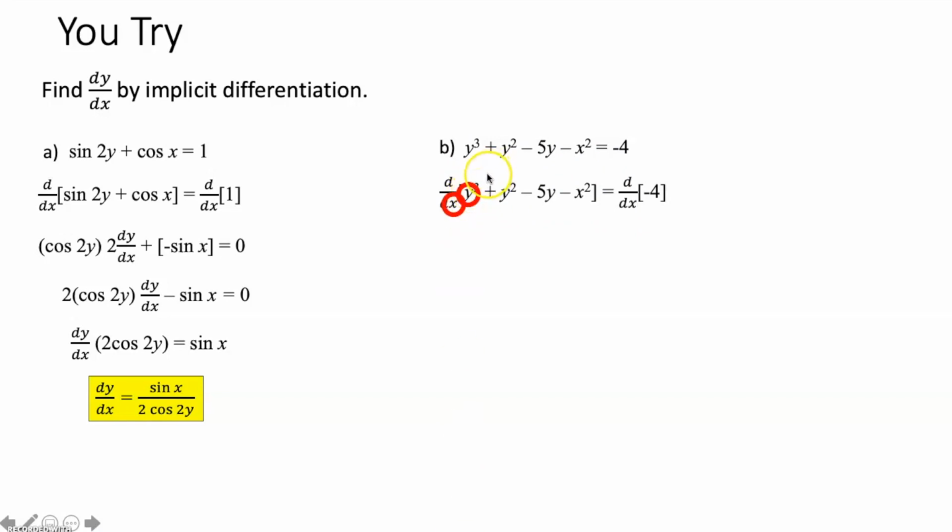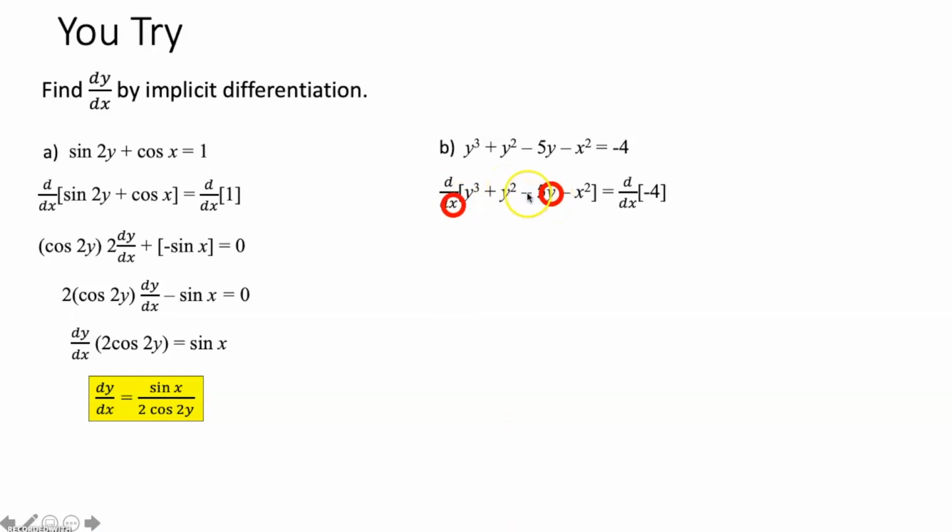Since this is y cubed and we're taking the derivative with respect to x, I need to first use the power rule like I normally would. So it's going to be 3y to the second power. But then I have to multiply that by dy/dx. Over here, same thing, because it's y to the second power, but I'm taking the derivative with respect to x. I use the power rule like I normally would, so it's going to be 2y to the first power, but then I have to multiply that by dy/dx.